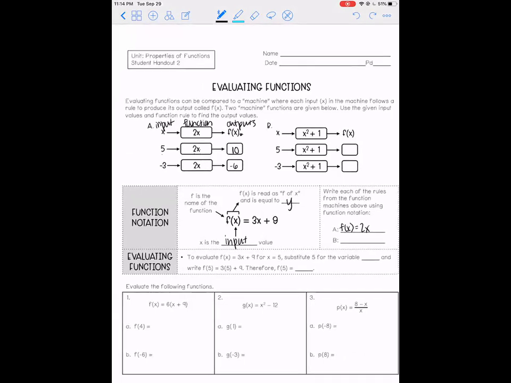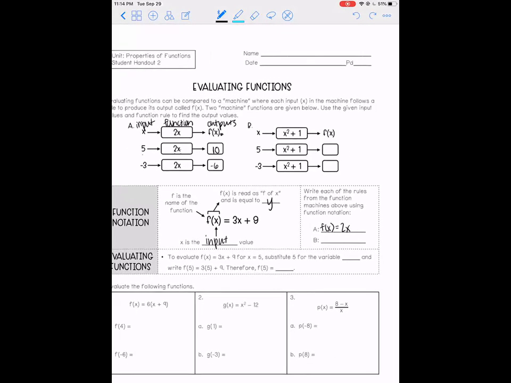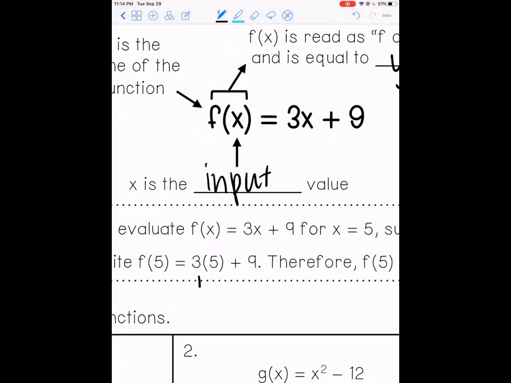Evaluating functions. To evaluate f of x equals 3x plus 9 for x equals 5, you substitute 5 for the variable x and write f of 5 equals 3 times 5 plus 9. Therefore, f of 5 equals, we get that by 15 plus 9. That would equal 24.